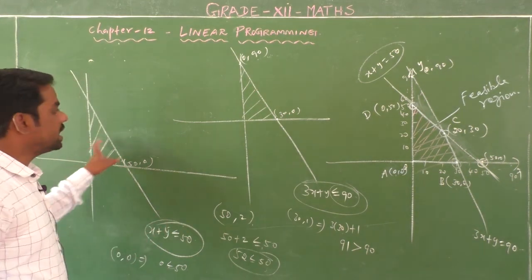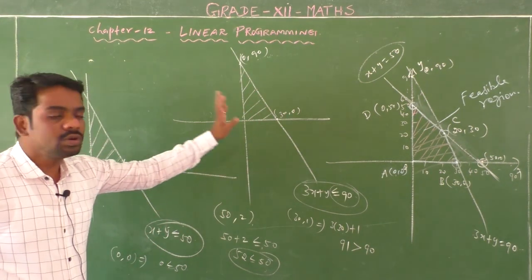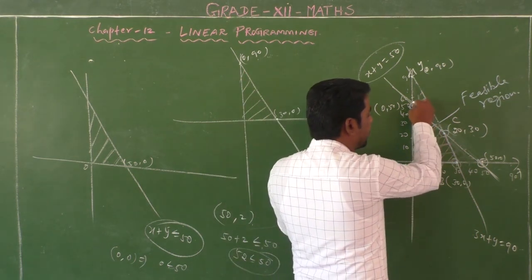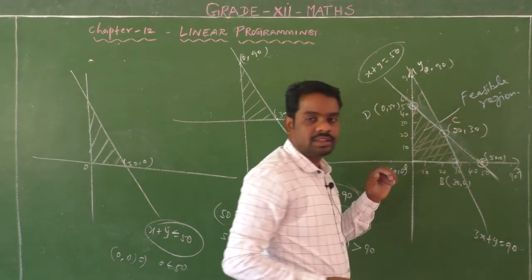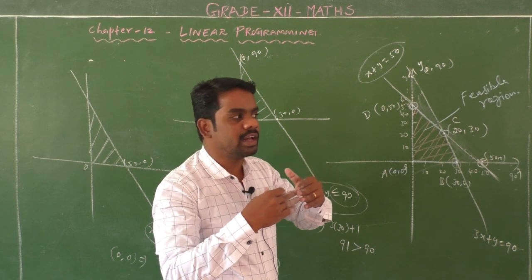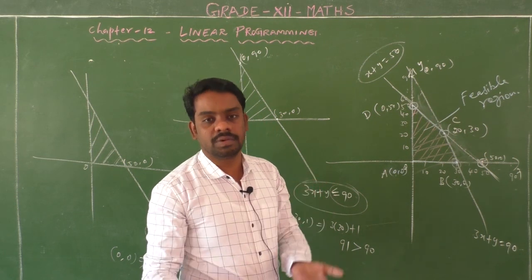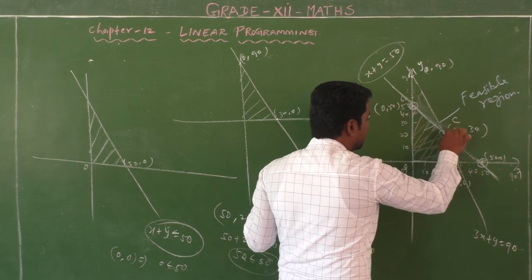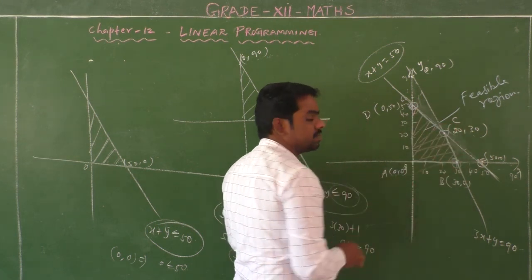Okay. The part where these two regions intersect is the feasible region. The common region of the two regions is what we call the feasible region. So this is the feasible region. Okay. I think it is clear now.